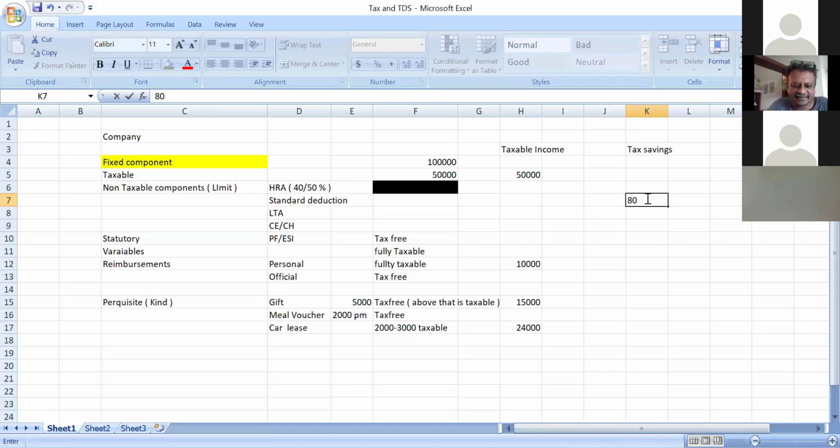Normally we call them 80XX declarations, all these 80 declarations, like 80C up to 1.5 lakhs, etc. These amounts are deducted from the total income, whatever your taxable income is.